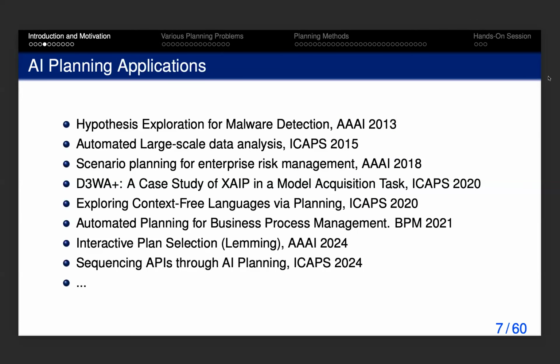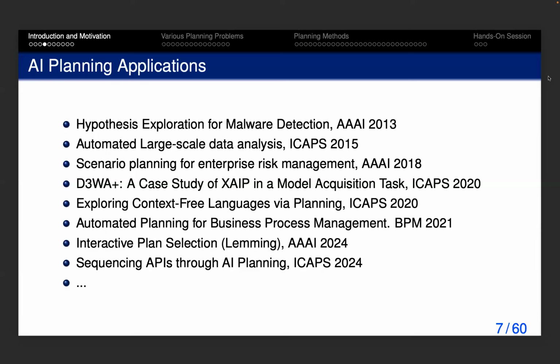All right, so much of the work that we're going to be presenting today is motivated by applications. A lot of different applications that we've been involved with, dating back to 2013, where we saw a need for a new planning problem that did not exist before, which would capture finding a set of top quality or top K plans. Some examples are here. For example, hypothesis exploration for malware detection or cybersecurity was one that we noticed, or moving on to scenario planning.